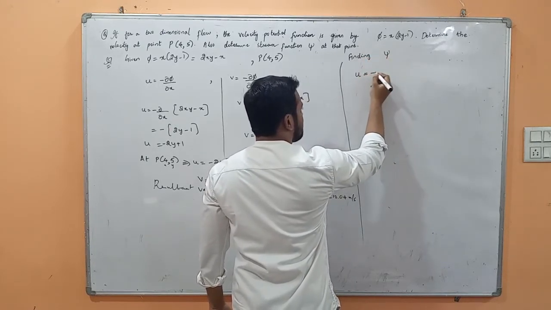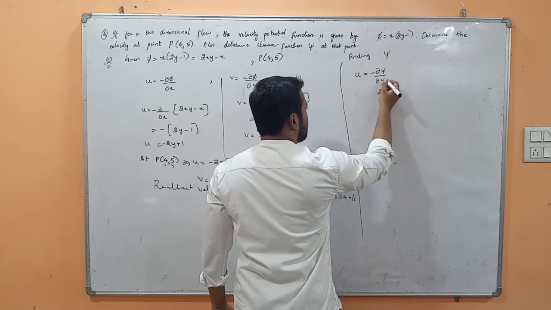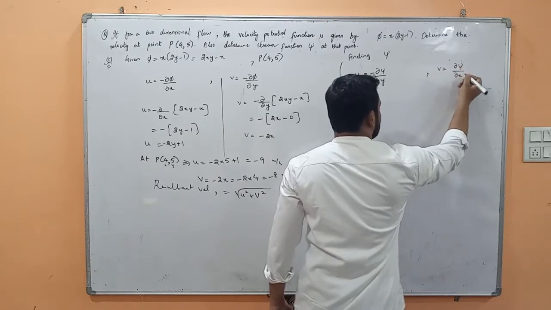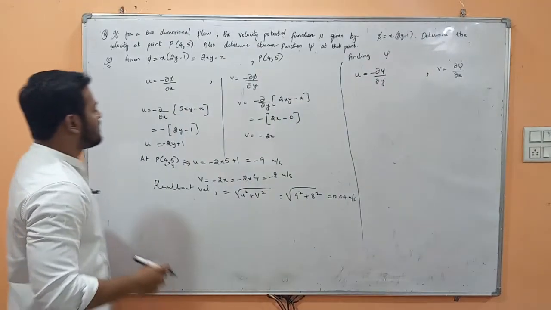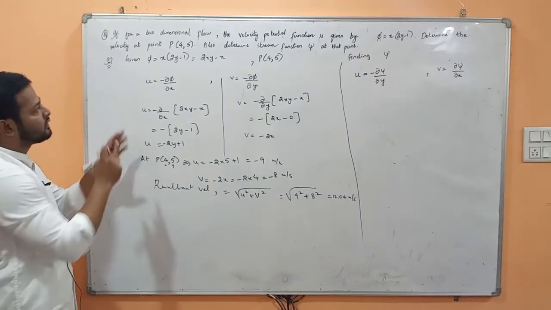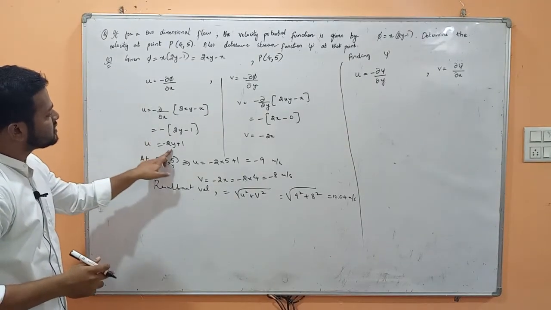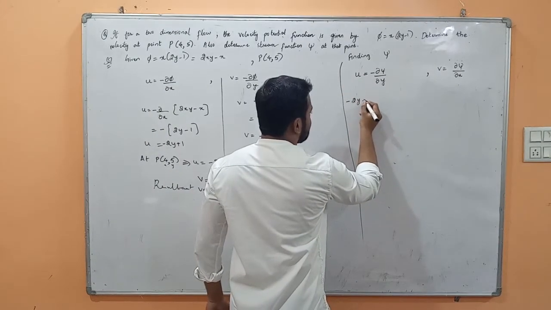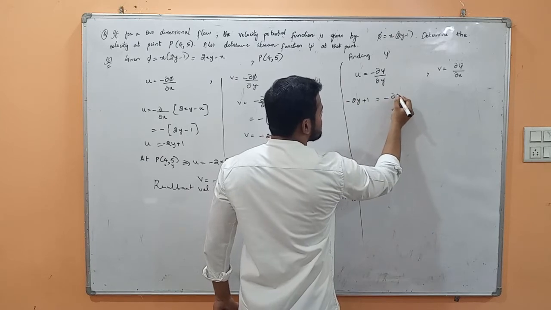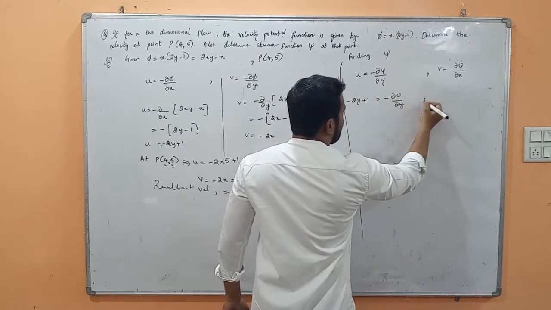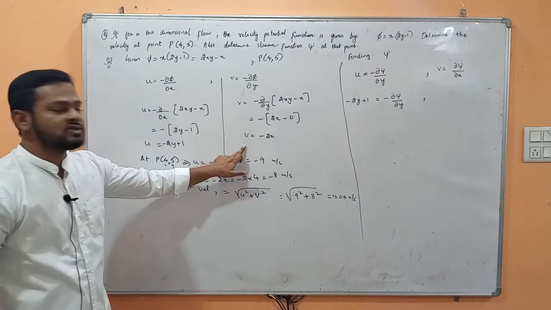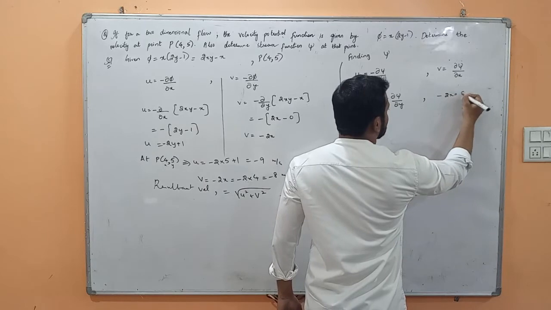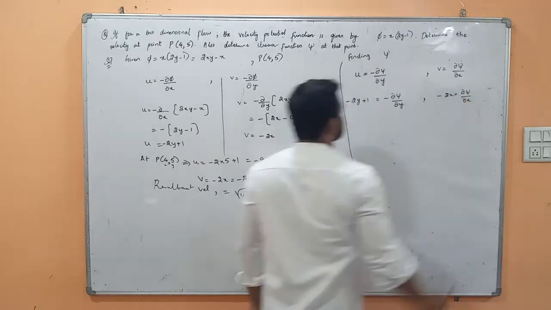Okay, what are the formulas of psi? u is equal to minus dou psi by dou y, and v is equal to dou psi by dou x. Okay, I have this u here, which I got from this formula. So u is equal to minus 2y plus 1, I can substitute that here. So minus 2y plus 1 is equal to minus dou psi by dou y. And I also got the value of v, which is minus 2x. So minus 2x is equal to dou psi by dou x.